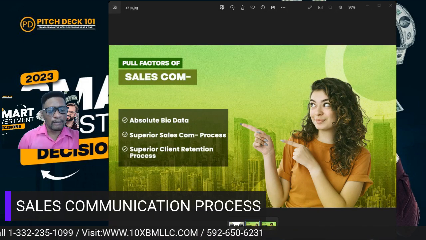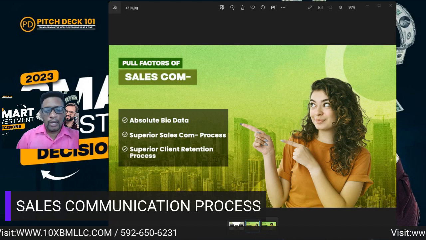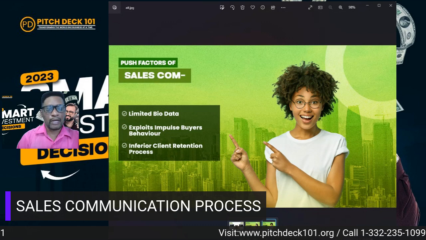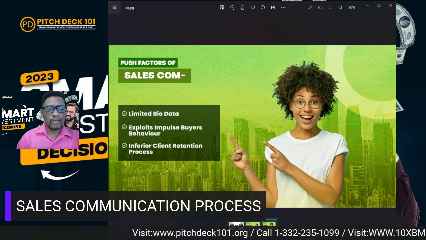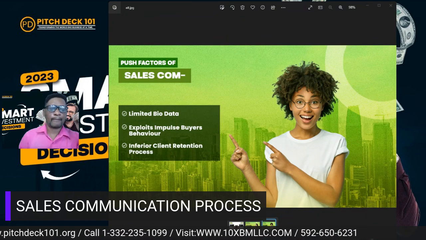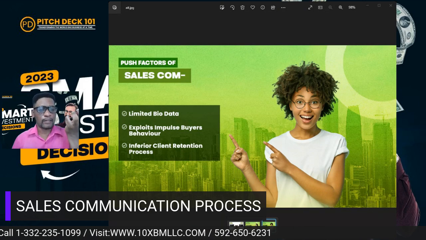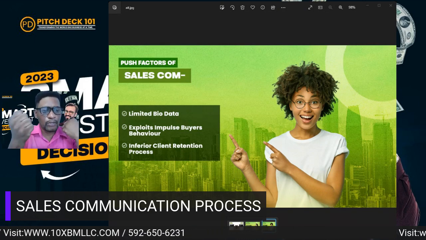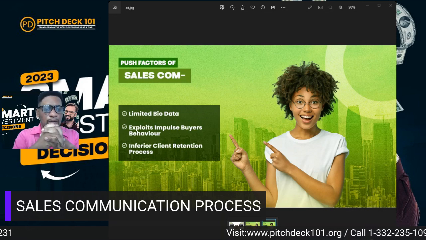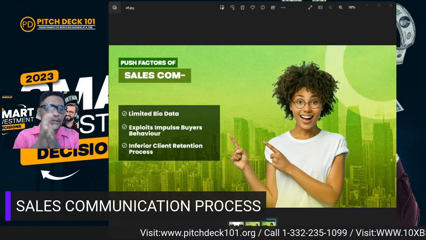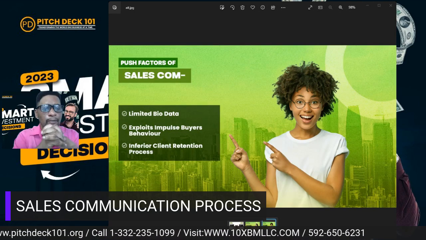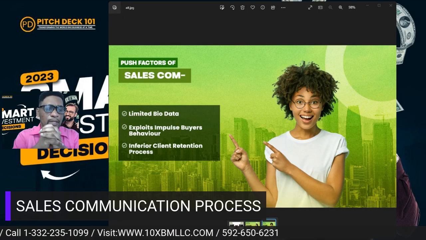into these concepts. Now, I want us to look a little bit at what we call the push factors of sales communication, because it is important that we understand both what the pull factors are and what the push factors are of sales communication. Now, the push factors of sales communication, as is pointed out in the slide before you, has limited biodata.